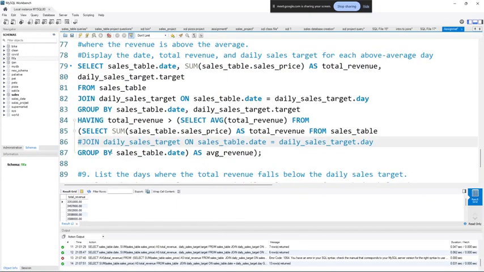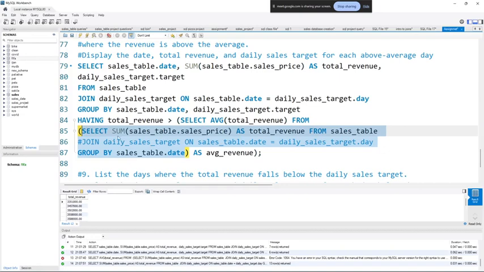Now, group by sales table dot date. Forget about the average, this one. This is where the code is ending. I want to explain those subqueries first. Now, what is this giving us?